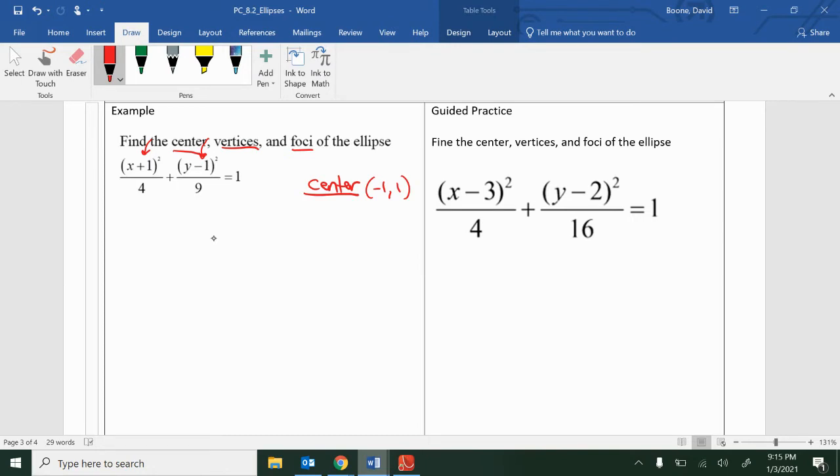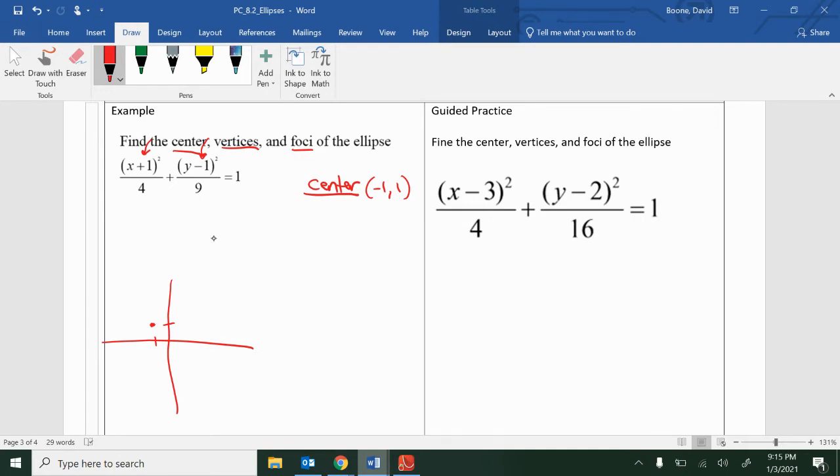And if you want, you can even start to draw it a little bit. We also know that here the bigger number is underneath the y, so I know this is going to be elongated in the y direction. Here's my center at negative 1, 1. And we know it's longer vertically than it is horizontally. The major axis will be going vertically, the minor axis horizontally. So we just have to find those pieces now.